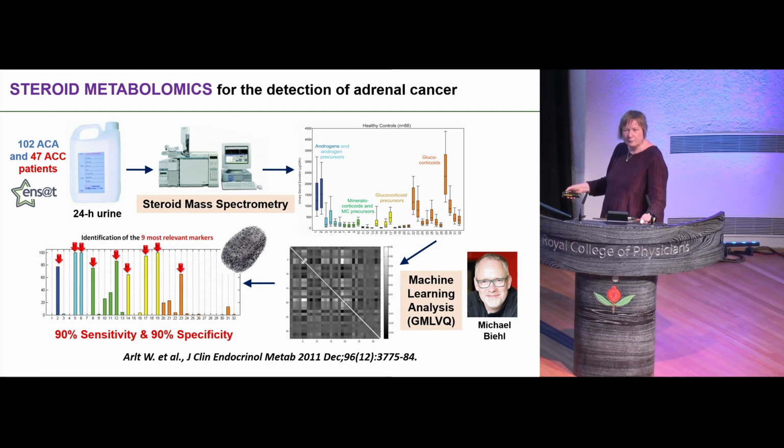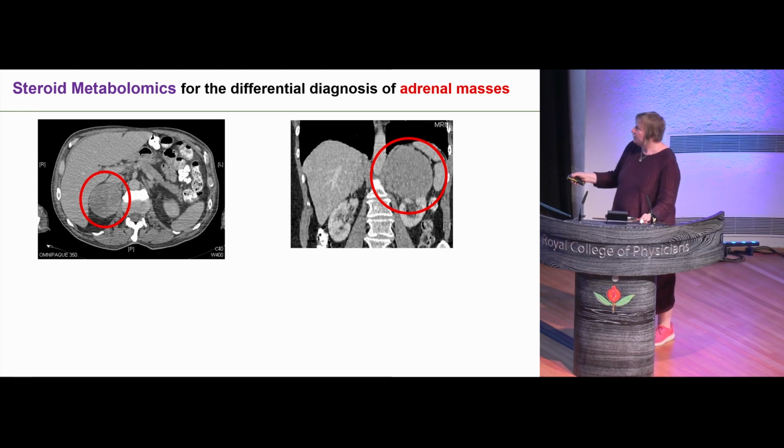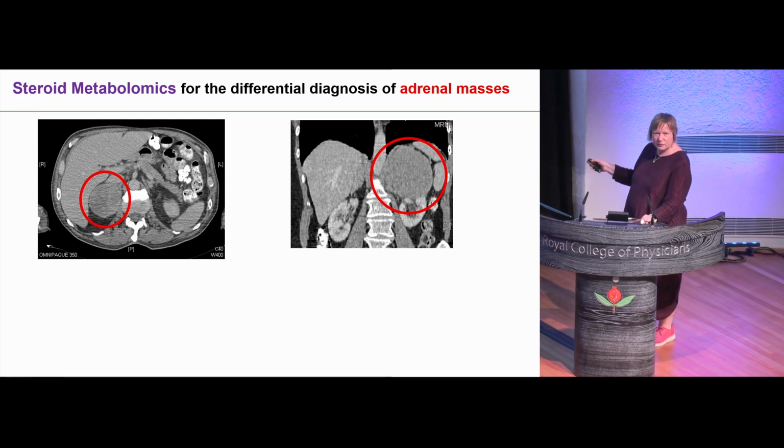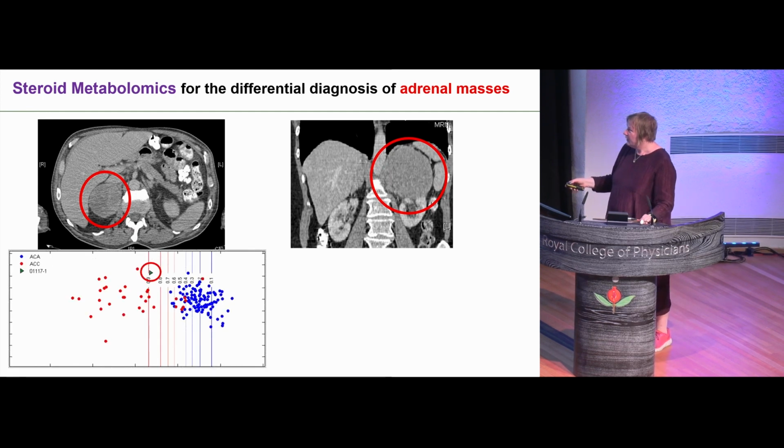And obviously this is a proof of principle study, so it is important then to undertake prospective validation, but obviously 90% specificity was unheard of as compared to the imaging procedures. So I show you briefly how this looks. You see here two nasty adrenal tumors. They are large and encircled. And so this is how it works in practice.